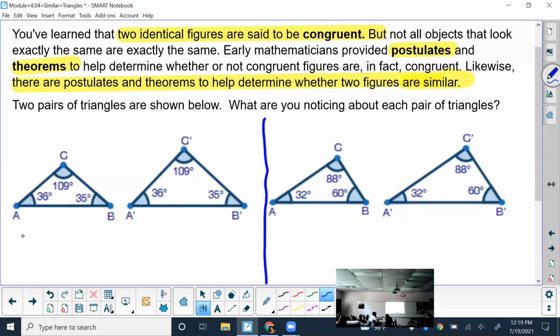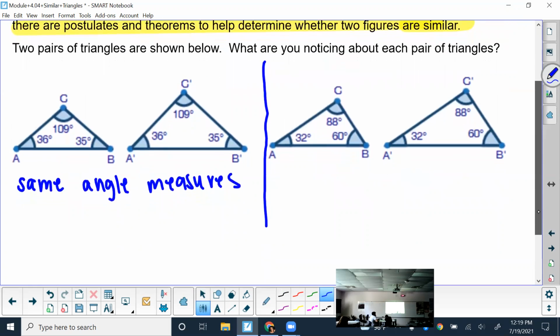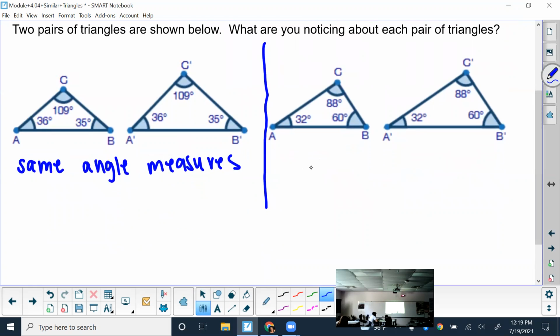The angles are all the same, right? So what you're noticing, you could say same angle measures. Even though one is clearly bigger than the other, they still have the same angle measures. Is that the same for this other set of triangles? Do they have the same angle measures? All right, yes, so I would say that again, same angle measures. So if they're similar triangles, they need to have the same angle measures.